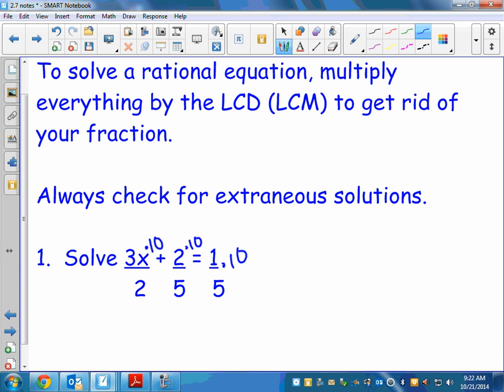Why do you seem so annoyed with this? It's fun. You say 2 goes into 10 5 times, so that's just 15x. 5 divides into 10 2 times, so then that's plus 4. 5 divides into 10 2 times. Oh my gosh, doesn't that look so much easier to solve than all those fractions?